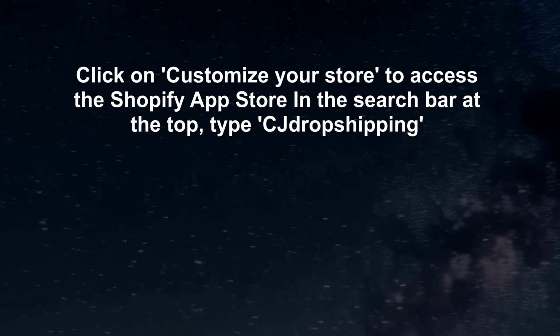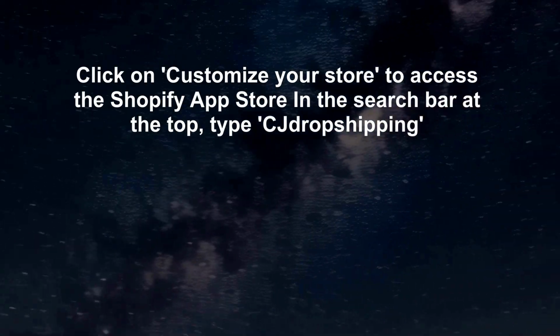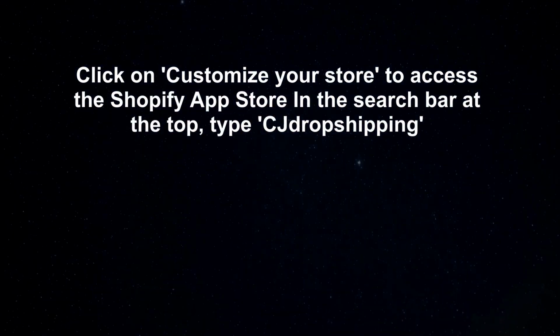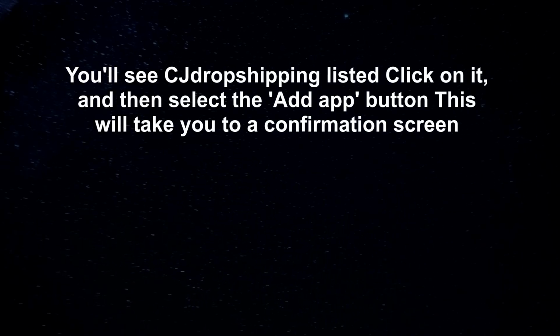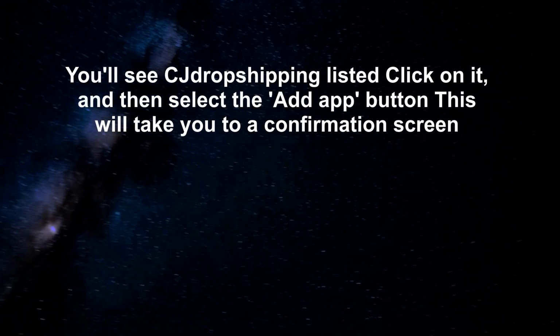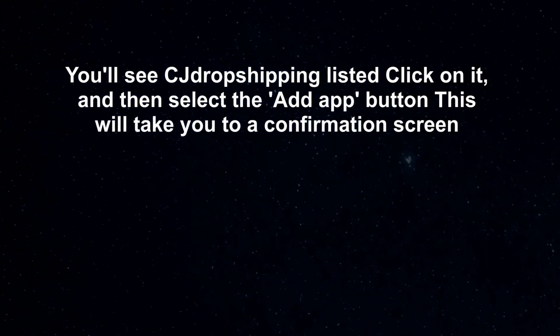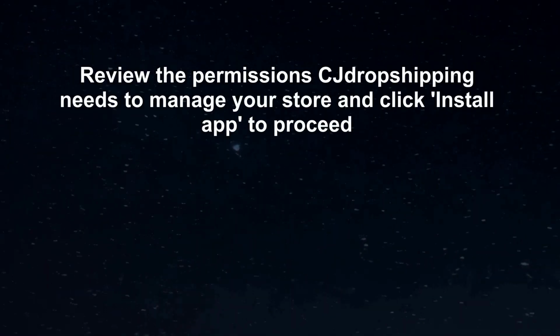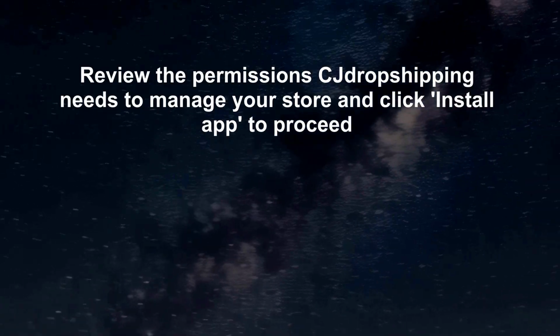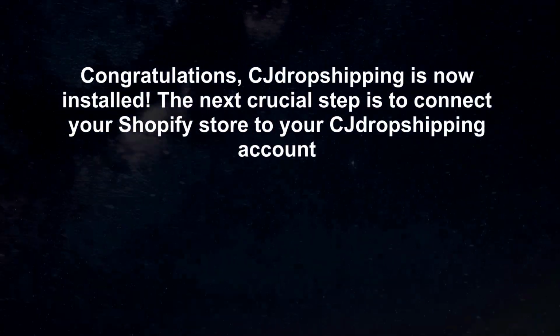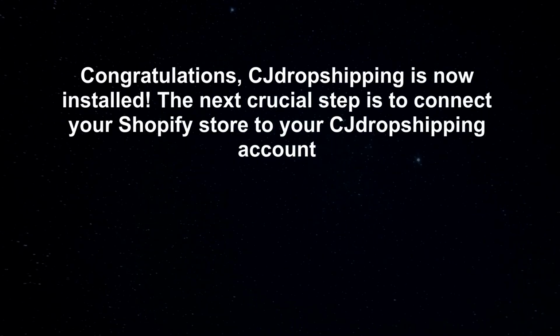Click on Customize Your Store to access the Shopify App Store in the search bar at the top. Type Sidedropshipping. You'll see Sidedropshipping listed. Click on it, and then select the Add App button. This will take you to a confirmation screen. Review the permissions Sidedropshipping needs to manage your store and click Install App to proceed. Congratulations! Sidedropshipping is now installed.